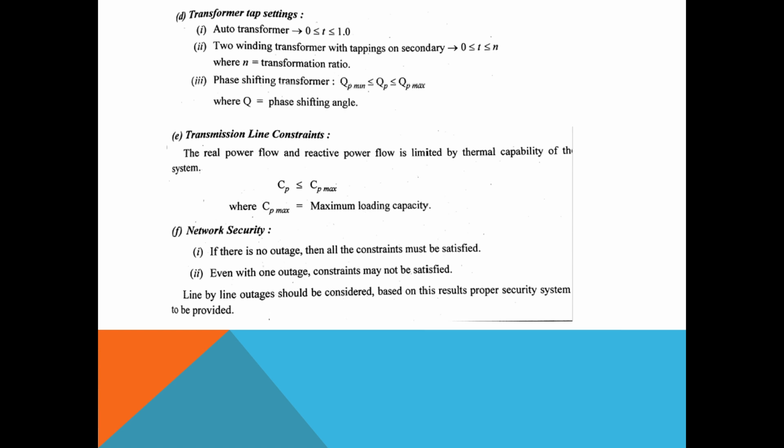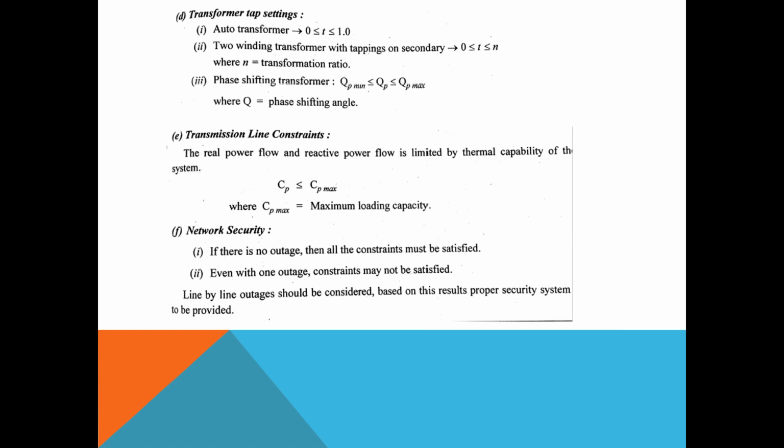And next one is transformer tap setting. Here for an auto transformer, the tap setting value T should be between 0 and 1, and for two winding transformers the tap setting is between 0 ≤ T ≤ N, and for phase shifting transformer the reactive part should be within the limit, that is minimum and maximum value.